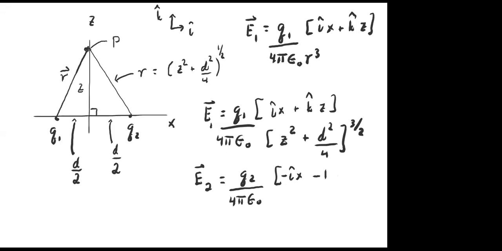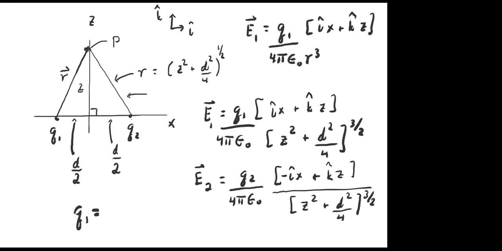So that's minus k hat z. And again, in the denominator is z squared plus d squared over 4, and this entire quantity is raised to the 3/2 power. And this is a plus sign. This minus sign comes out because when you try to write down the position vector for Q2, the position vector is resolved into a component, and its x component is in the minus i hat direction. So you really are finished.